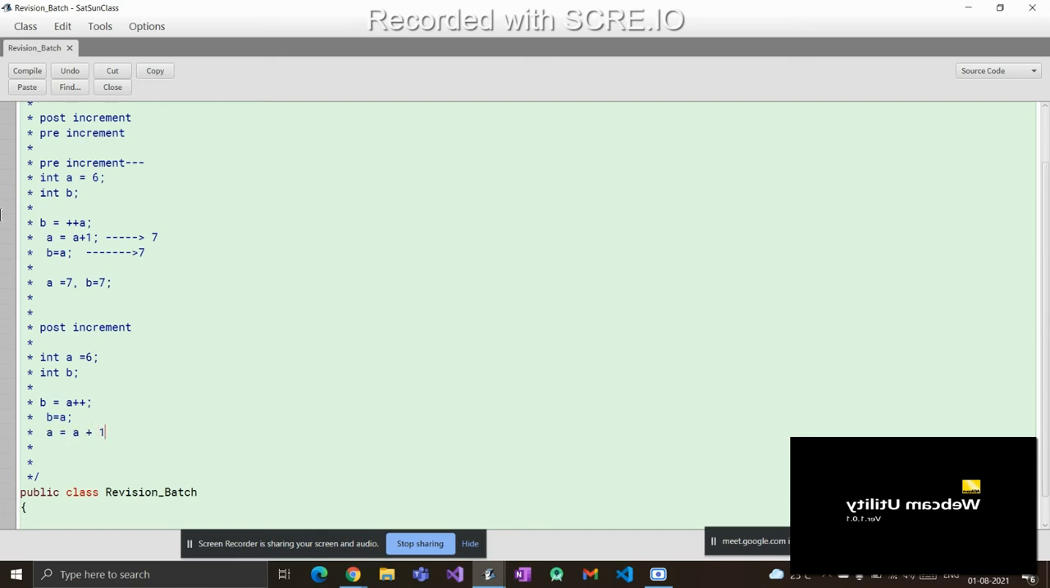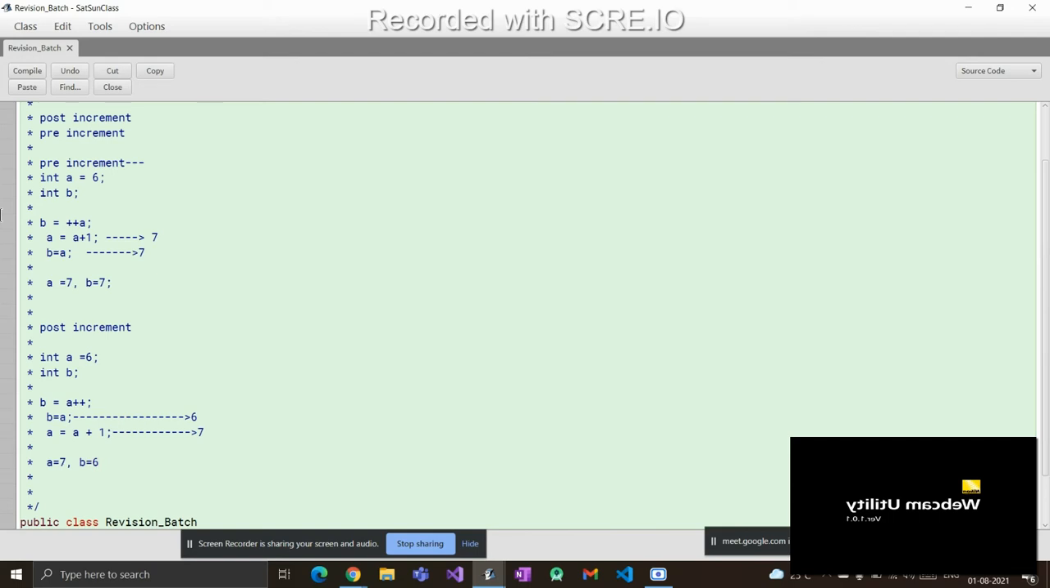So the compiler gives the value of A to B. My previous value of A was 6, so B is 6. And then my A gets incremented, so A becomes 7. This means A has become 7, but B is still 6. That's the meaning of post-increment.